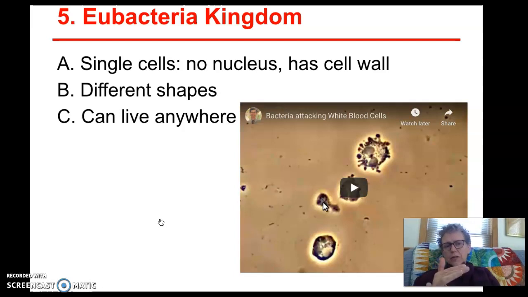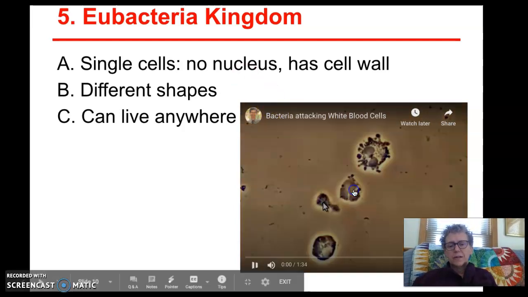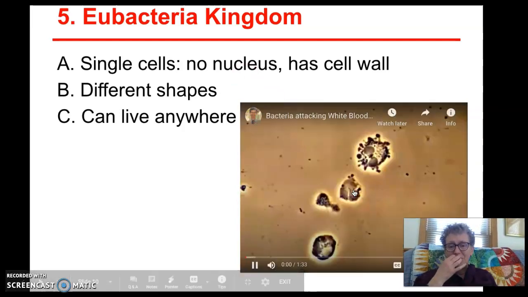Now, I think of the Eubacteria like this. When I think of bacteria, I go, ew. And so to remember the Eubacteria, they're the ones that make us go, ew. They're single cells. They don't have a nucleus. That's what makes them different from the other kingdoms that we talk about, is that bacteria do not have a nucleus. They will have a cell wall. They have different shapes, and the Eubacteria can live anywhere. Here's a quick video to show you what Eubacteria looks like.